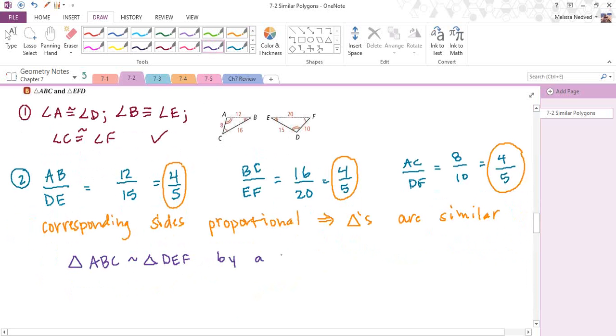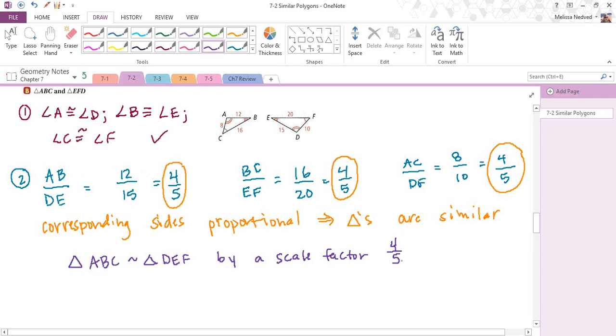And then I wanted to include a scale factor. And your scale factor is whatever you get as a reduced value when you do your proportions. Now, here's what's important. Your scale factor needs to correspond to your similarity statement. So since I listed triangle ABC, the first triangle first, I need to make sure that that's the number on top for all of my proportions. So that is what I did. So my scale factor would be 4/5.